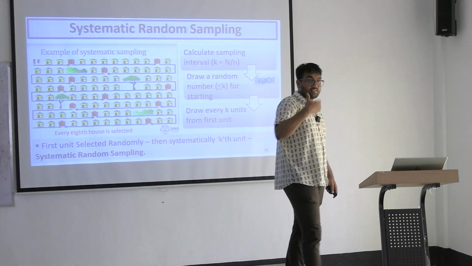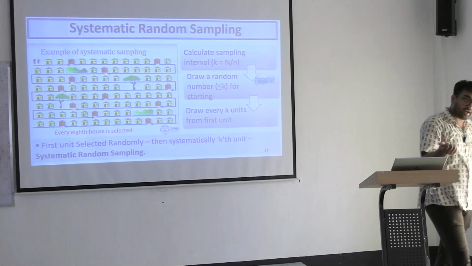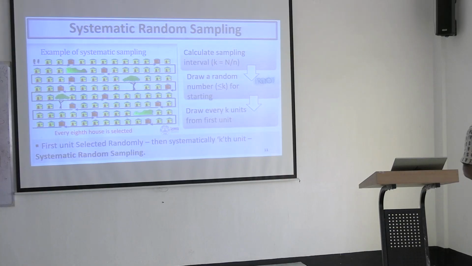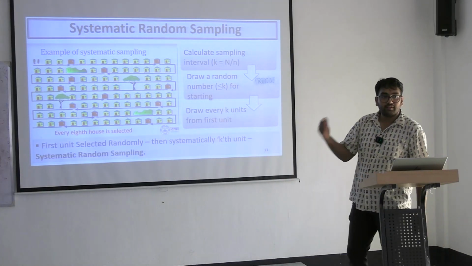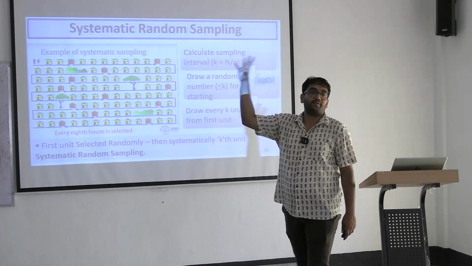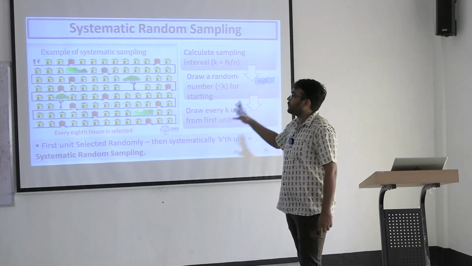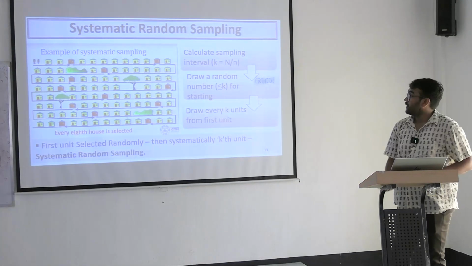This is systematic random. Start is random, then after that selection is systematic, which makes the entire thing random. This is like, suppose you have to select households from a village.